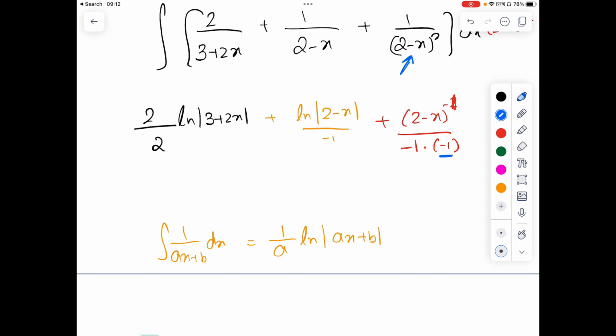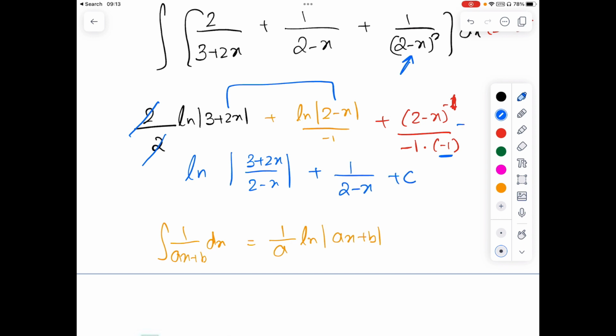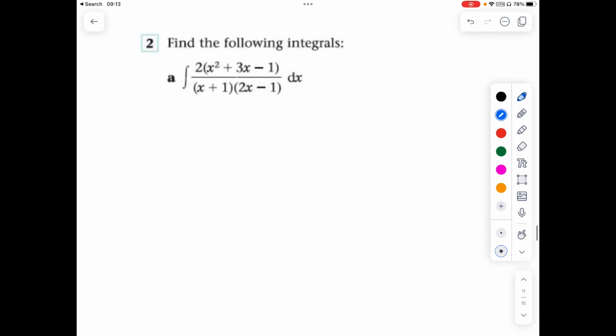So my final answer will be: 2 cancels, these 2 become a division, ln of 3 plus 2x divided by 2 minus x. Minus times minus plus 1 upon 2 minus x plus c. Don't forget to write plus c. Be careful with the symbols. Pause this video and check the symbols carefully to see how I got that right answer.